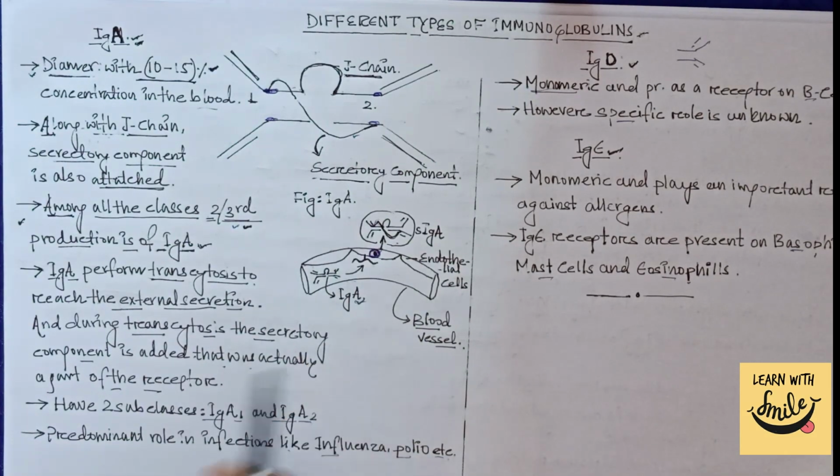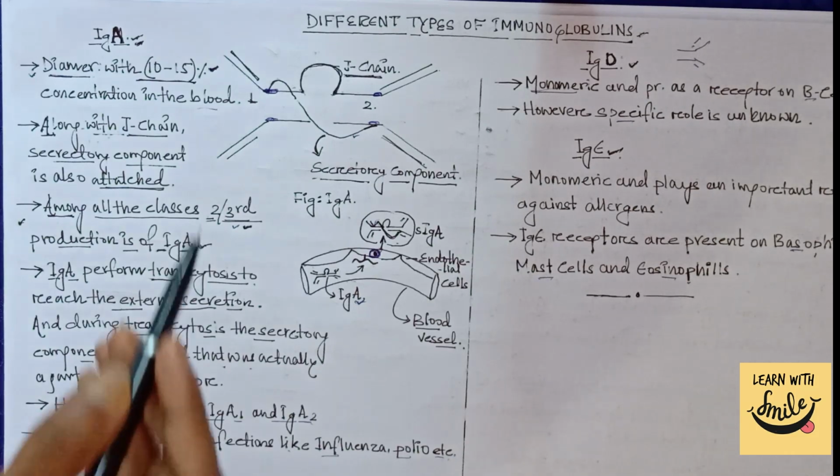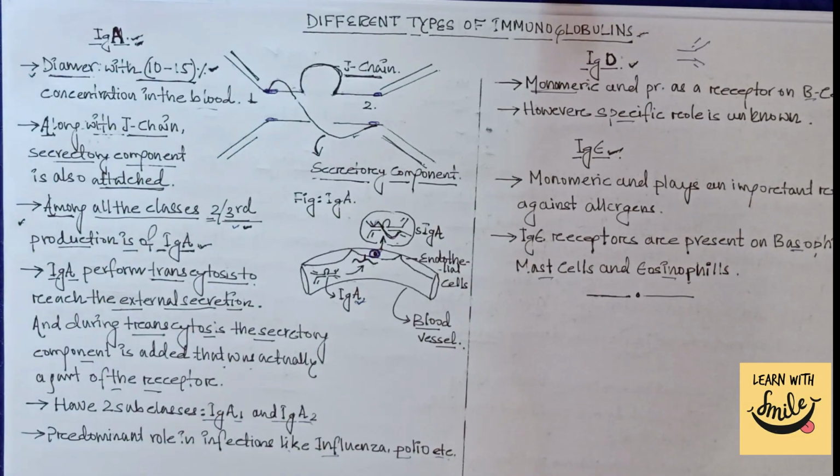Now this immunoglobulin A has two subclasses, that is immunoglobulin A1 and immunoglobulin A2. These are two isotypic forms of immunoglobulin A. It has a predominant role in infections like influenza, polio, etc. Yes, definitely. So those infections that occur via the respiratory tract, for example influenza, will have to encounter its protective army, that is immunoglobulin A. So, as I have said, immunoglobulin A has a predominant role in external secretion.